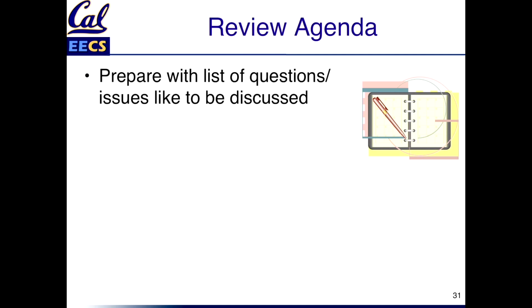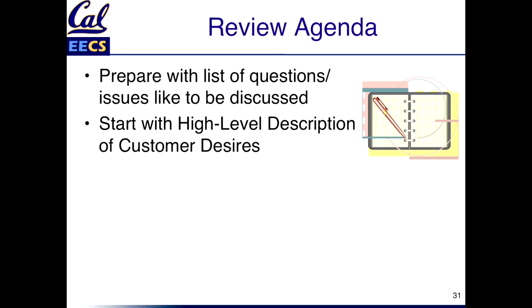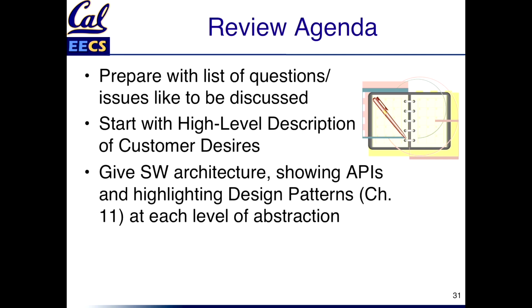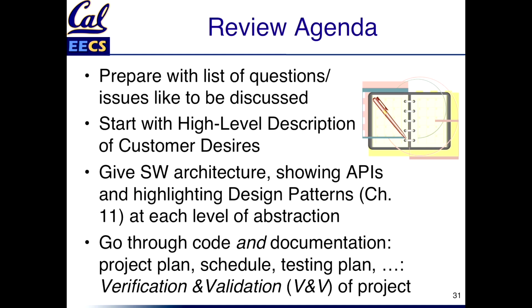So the agenda might start like this. If you're going to do one of these, and many companies do require design reviews and code reviews, including Google, you'd start off with a prepared list of questions and the issues you'd like to be discussed at the meeting. You start off with this high-level description of what it's like, and particularly what the customer wants. Then, because you've already done an architecture, you'll show the architecture by highlighting the APIs and the design patterns, and as Armando has hinted, we're going to do a lot of design patterns in a couple of lectures. At each level of abstraction, that makes it easier to follow. And then you go through everything.